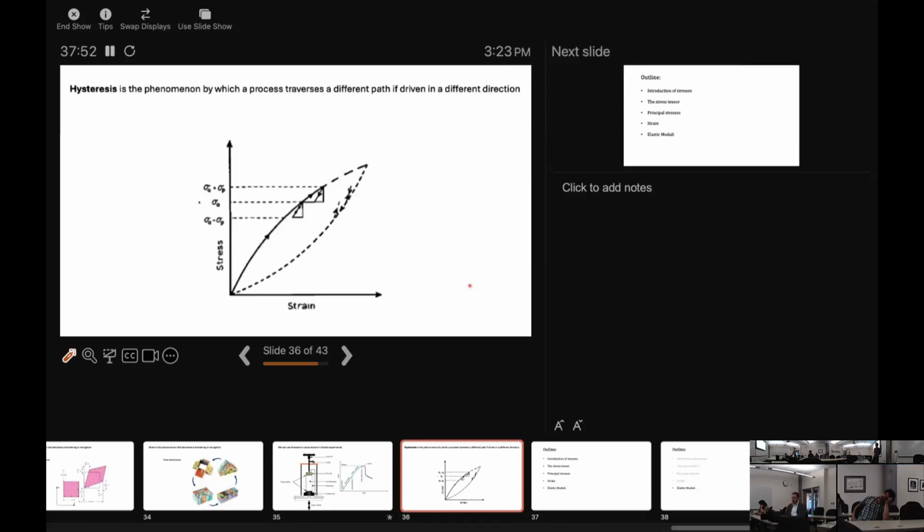One last question. Why do we get hysteresis? What's the reason for hysteresis in these? My understanding is it's grains sliding. If you imagine you have two grains like this and you load them, even though they're elastically deforming, they can still move relative to each other. And so that means that when you take away the load, the strain is different.